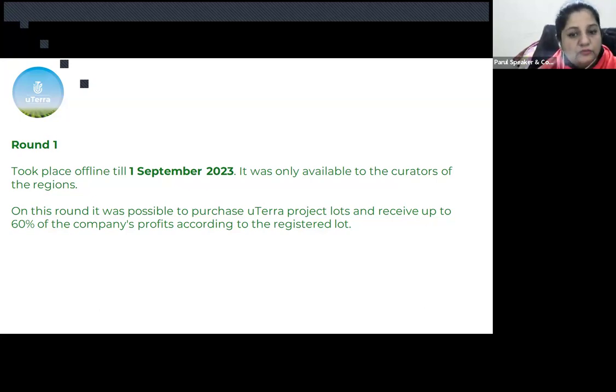In this round, it was possible to purchase uTerra project lots and receive up to 60% of the company's profit according to the registered lot. It was open only for the curators. And if they invested, they would get 60% of the company's profit according to the registered lot, meaning according to the package they have bought.